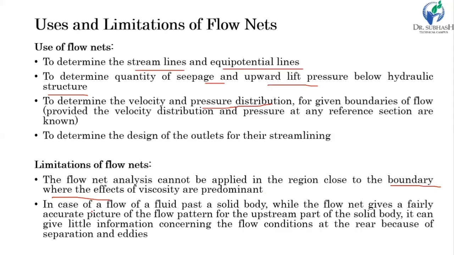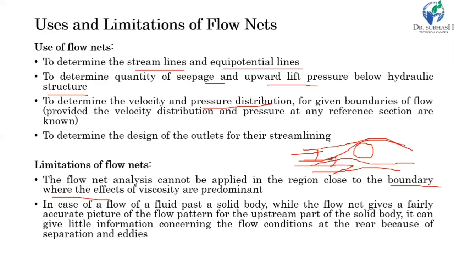In another limitation, in the case of flow of a fluid passed over a solid body, while the flow net gives a fairly accurate picture of the flow pattern for the upstream part of the solid body, it can give little information concerning the flow condition at the rear because separation and eddies are formed. Yes, this is very important. It is just like a paradox because when we see the flow around any body, let's suppose this is an arbitrary shape body and a flow occurs in this direction. In this case, streamlines will move like this.